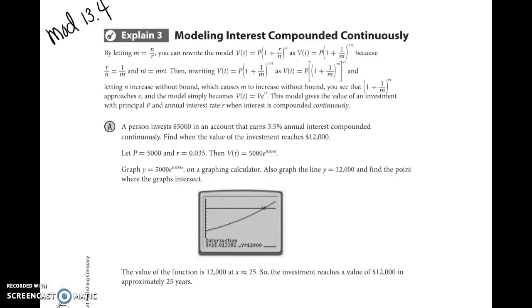Okay, in this video I'm going to be going over Module 13.4, Modeling Interest Compounded Continuously. So before, we talked about compounded n number of times, so that could be 4 times per year, 3 times per year, daily, which is 365. Instead, we're going to be talking about when it's continuous. So how does that change our formula and what do we use?